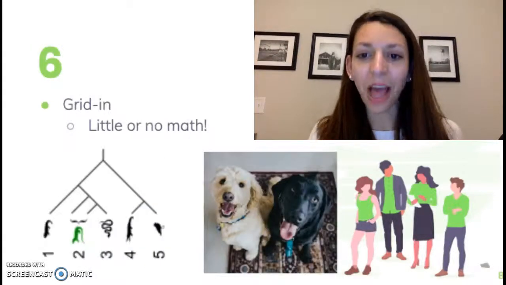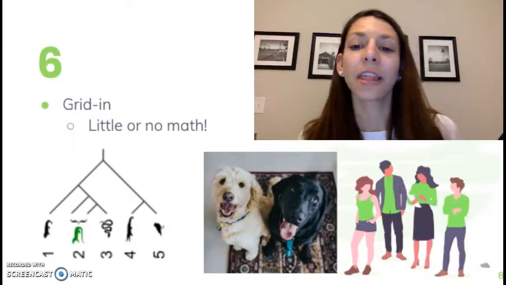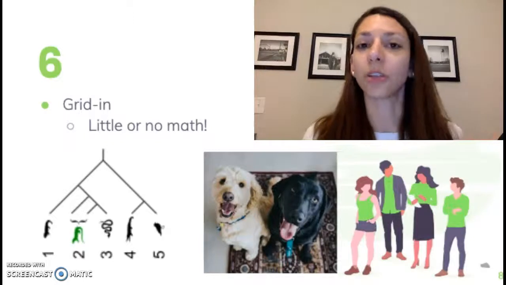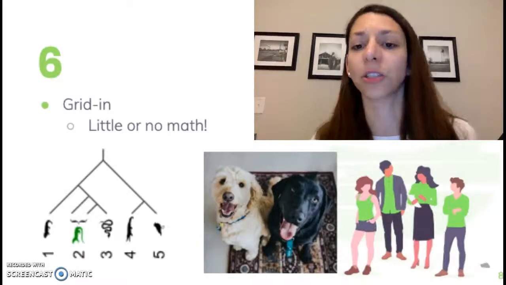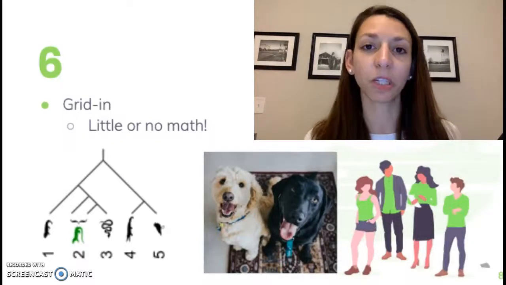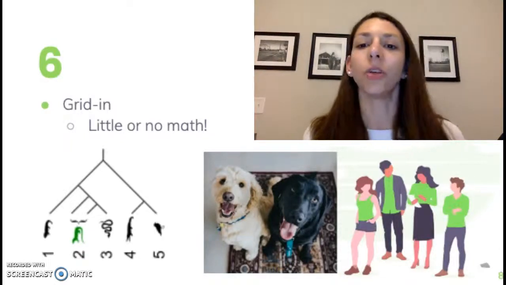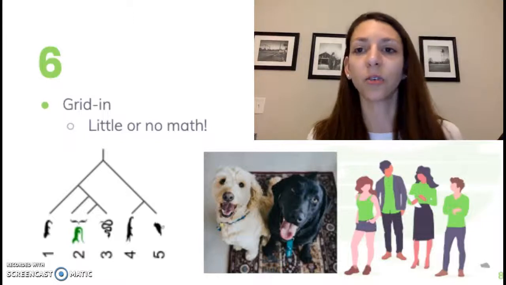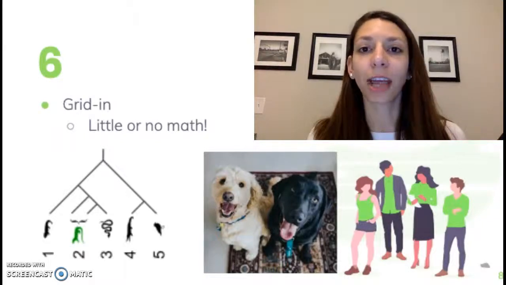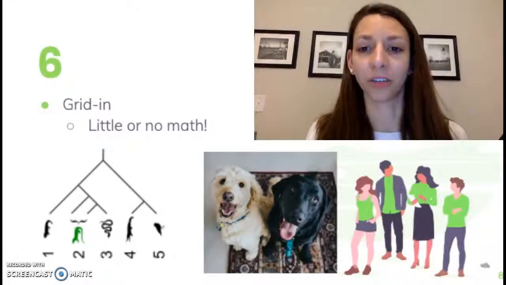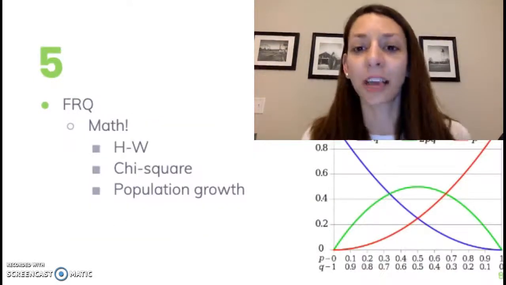You can also have grid-in questions that could have little or no math involved with them. They just are going to be answered in number format. For example, there could be a question that shows up where you have to identify a certain species on a cladogram by a number, and then you would write that number in your grid-in box. You could have a genetics question that just has to do with ratios. So don't freak out if you reach a grid-in question and there is little or no math involved, because that can also appear too. All right, jumping on to the FRQs.